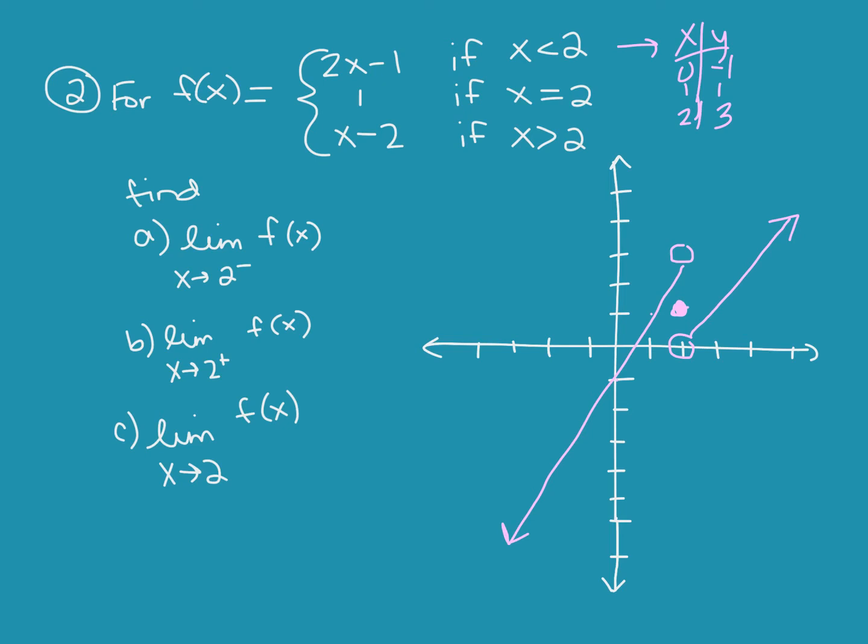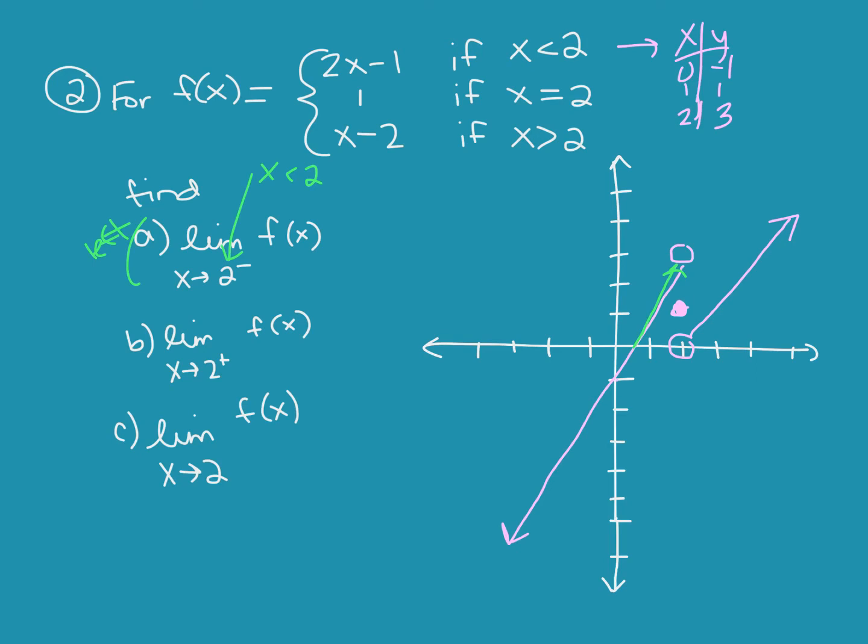The first thing is, for A, we are looking for the limit as x approaches 2 from the negative side, or the left-hand side. Now, the easiest way to think about this is that as x approaches 2 from the negative side, that is going to be approaching from the places where x is less than 2. And if you look at the graph, you will notice that you get closer and closer to 3.